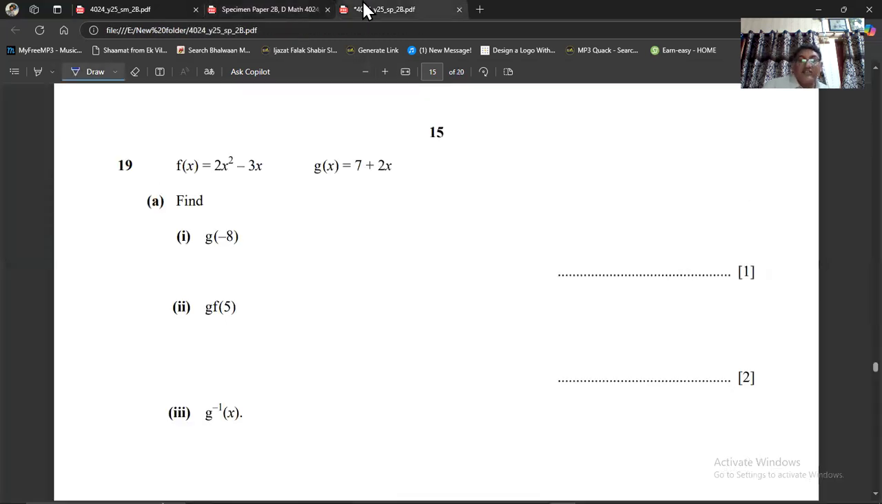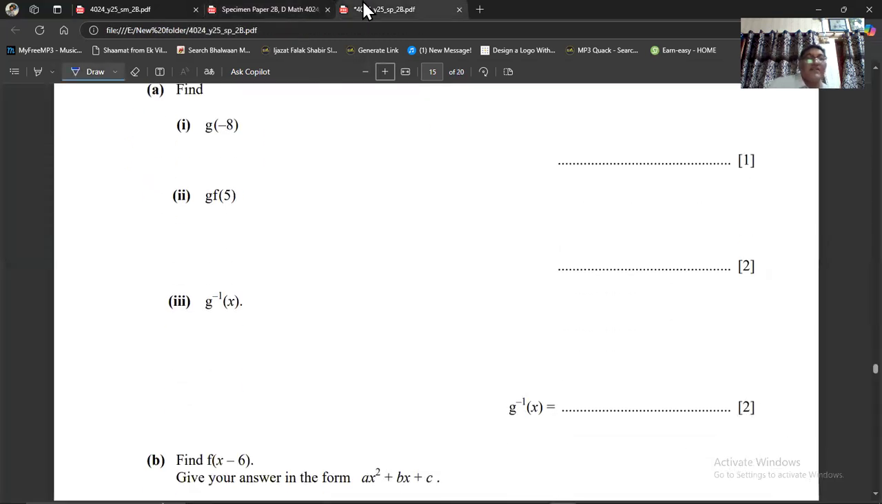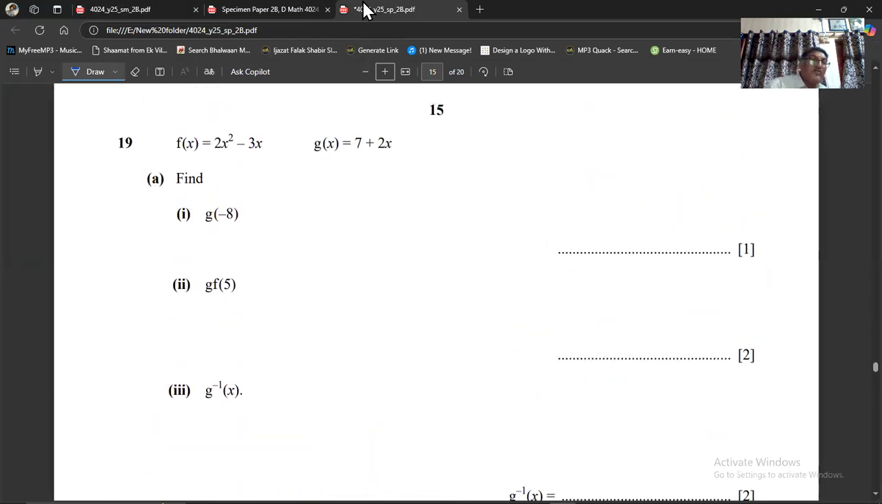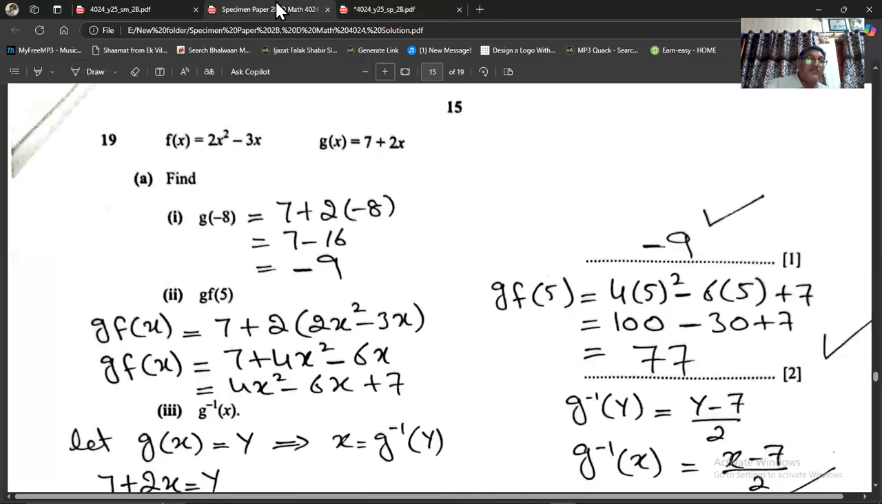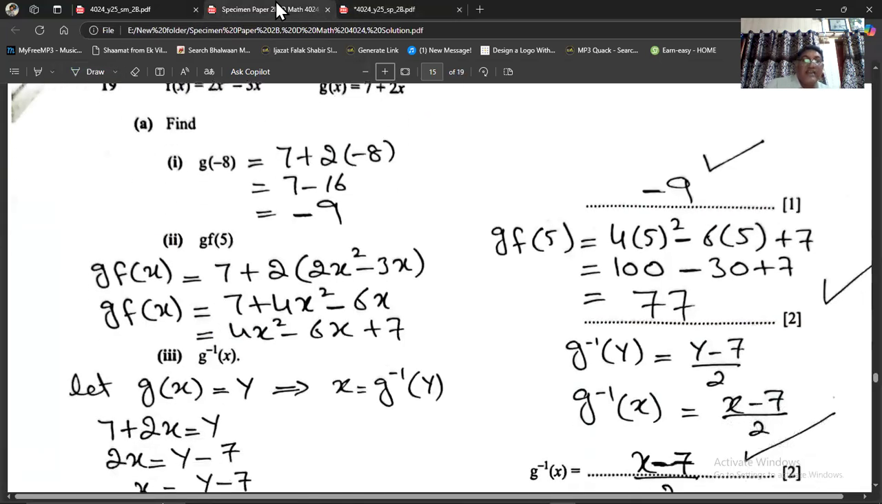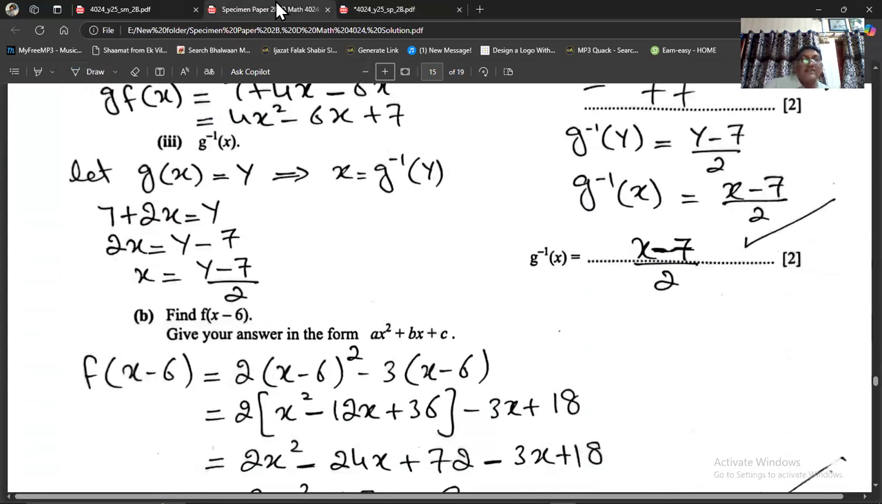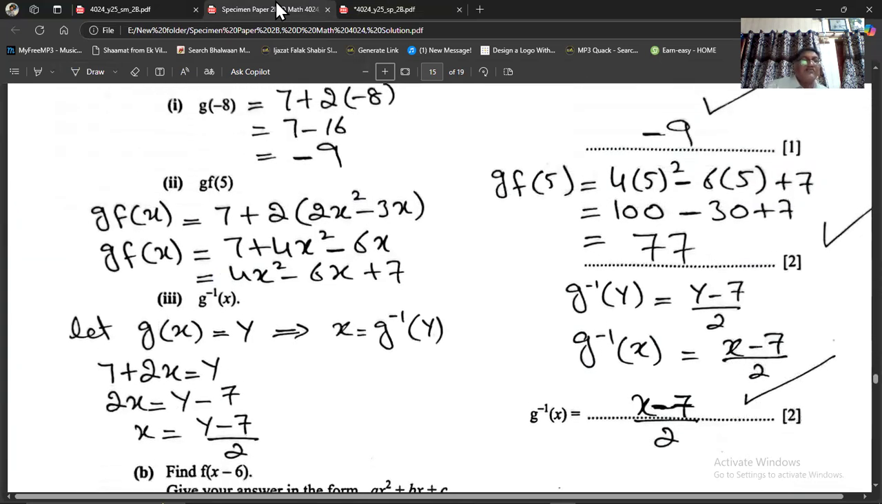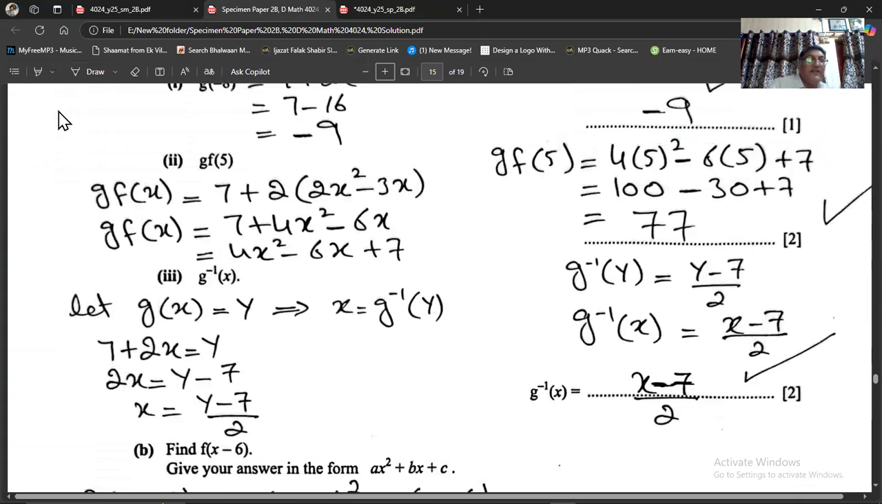Okay, now the next question is the third part, I mean. They want me to find out g inverse of x. The g of x is 7 plus 2x. I will suppose that g of x is equal to y. And that means that x will be equal to g inverse of y. In the place of g of x, I will put its formula here. So 7 plus 2x is equal to y.